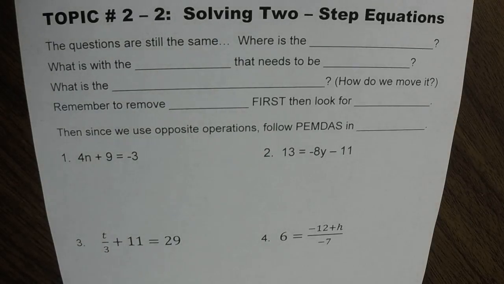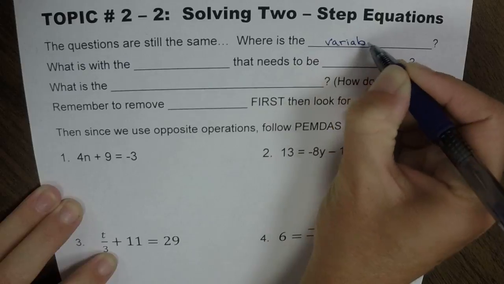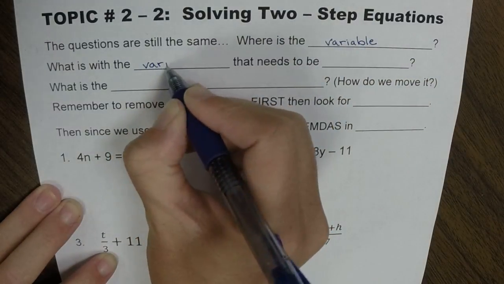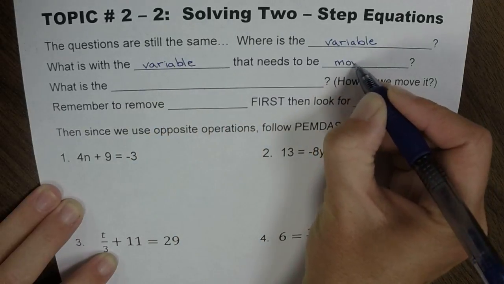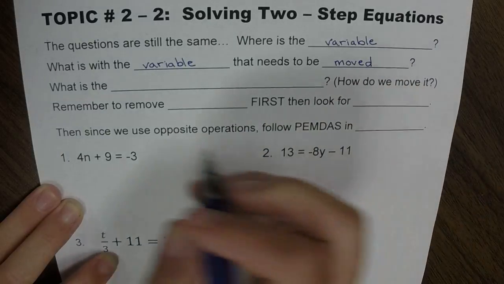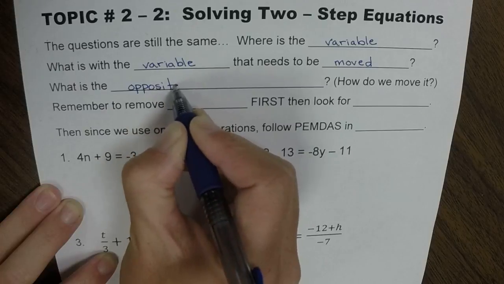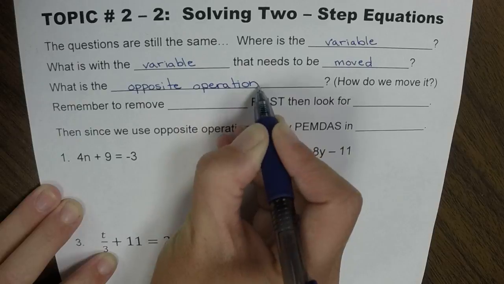Now that you have one-step equations down, we're going to move on to two-step equations. What we need to know is that the questions are still going to be the same. We're going to ask ourselves, where is the variable? What is with the variable that needs to be moved? And what is the opposite operation? Or in other words, how do we move it?